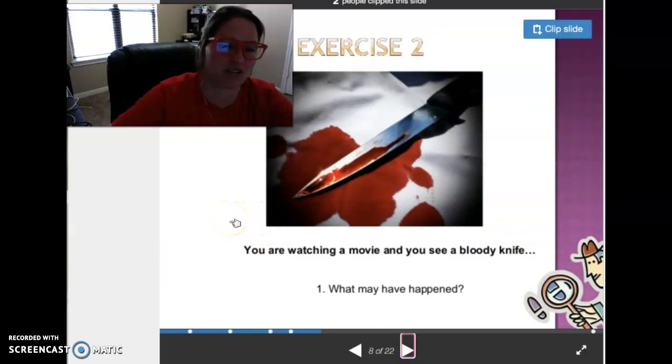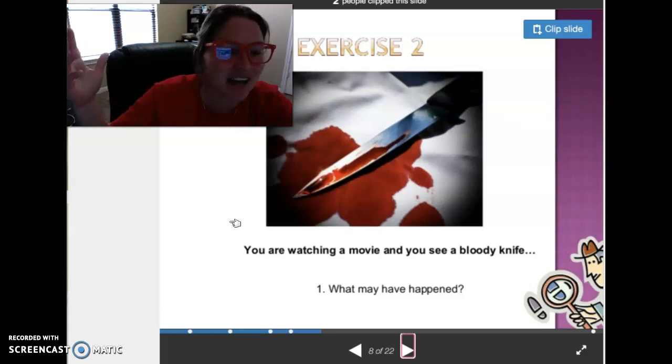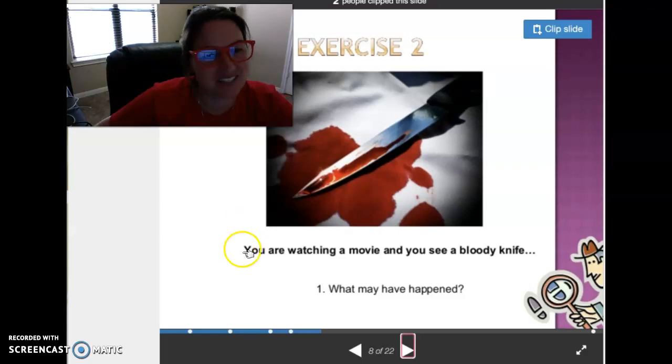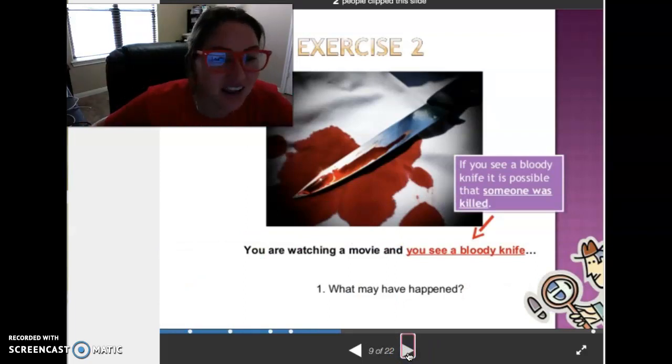Exercise number 2. Okay, so you're watching a horror movie, right? And this is like the typical classic scene, right? You see a bloody scene and a bloody knife, right? So what may have happened? If this is what you see, what do you think? You're like, it's not taking me that long to think about this. Well, if you see a bloody knife, it's possible somebody was killed, right?